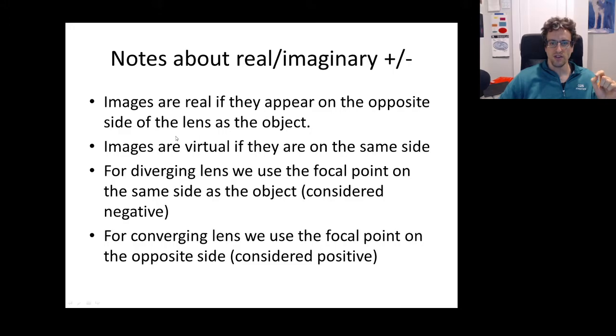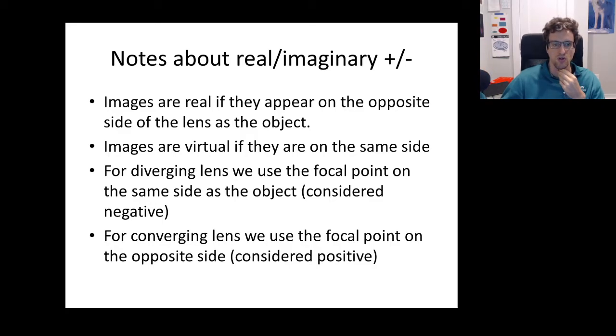This is the big difference between mirrors and lenses. Mirrors, right, the light hits it and bounces back towards you. And so light on the same side as the object was real and considered positive. It's the other way for lenses, because light naturally goes through the lens, and so images on the other side of the lens are considered real.